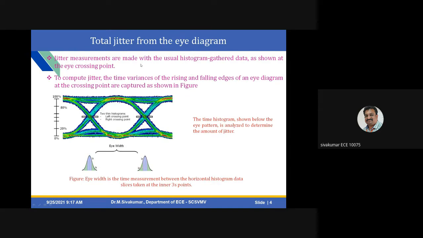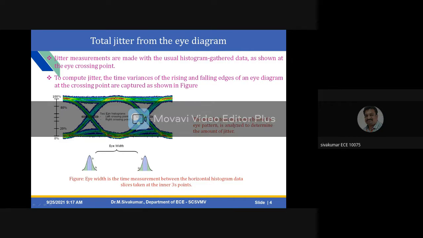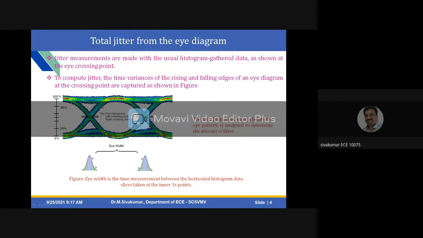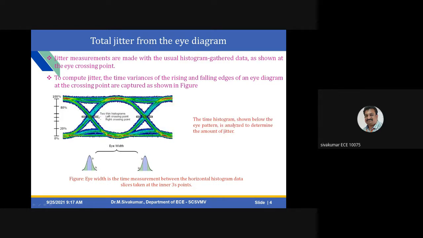Okay, then how to find the total jitter from the eye diagram? This diagram gives a clear understanding. The jitter measurements are made with usual histogram gathered data as shown at the eye crossing point. This is for the eye crossing point. Two thin histograms: the first one is the left crossing point, and this is the right crossing point. To compute jitter, the time variances of the rising and falling edges of an eye diagram at the crossing point are captured, as shown here. This is your eye width. Based on that, you calculate eye width. Here, the time histogram is shown. The eye pattern is analyzed to determine the amount of jitter.